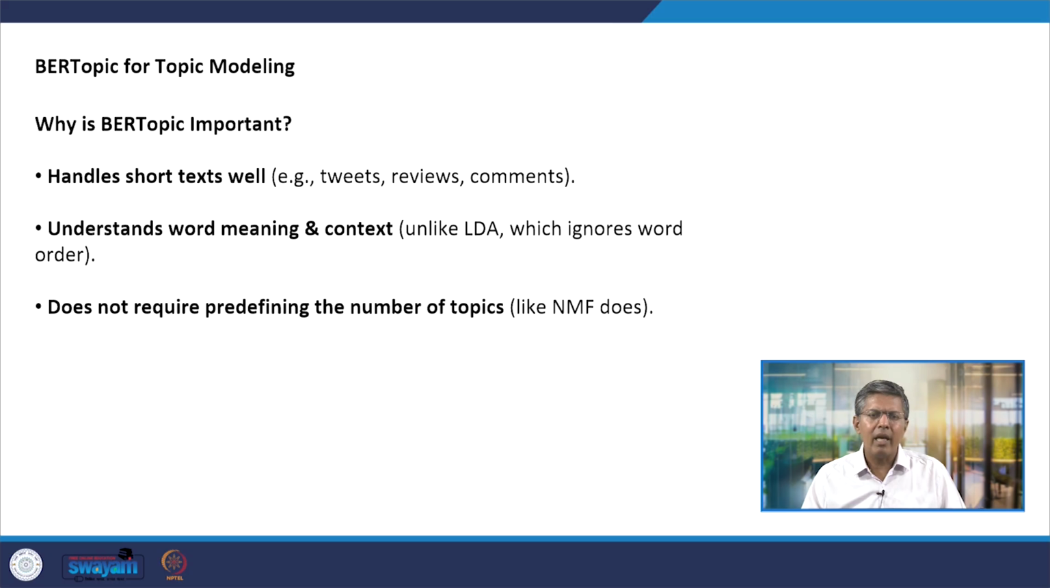First of all, BERT can handle everything. Short text, it can understand word meanings and context. So, contextual challenges we had earlier, in LDA and all, those things are not a problem here in BERT, and it does not require predefining the number of topics. Like NMF does, you need to define the topics, k is equal to 2, for example, in the last example we talked about when we discussed NMF. That is not required here.